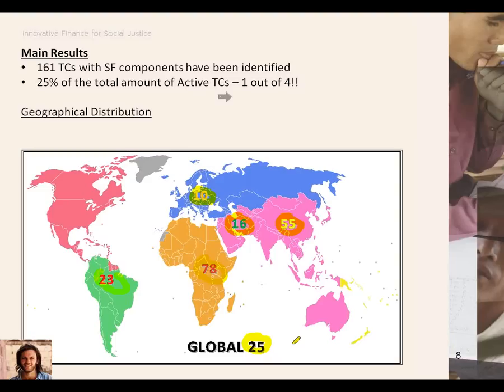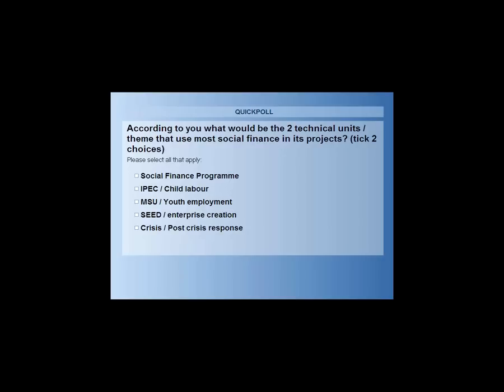But before jumping into the next result, I will make the third poll, and I hope you're not bored by this poll, but I think it's quite nice to know what you think. So before showing you which are the most relevant technical units, I want to know, and I'm opening now the third poll, according to you, what would be the two technical units and themes that use more social finance in their projects? You are able to tick two choices between social finance program, IPEC, MSU, SID, and crisis. And next to it you have the theme that they approach through their technical cooperations. I'll give you 5 more seconds.